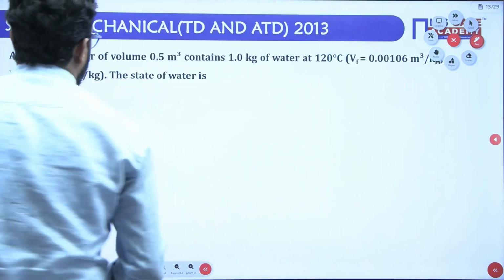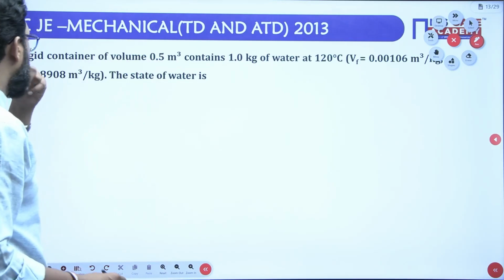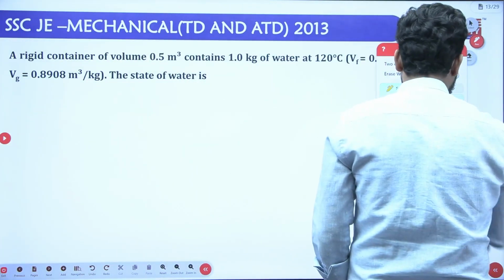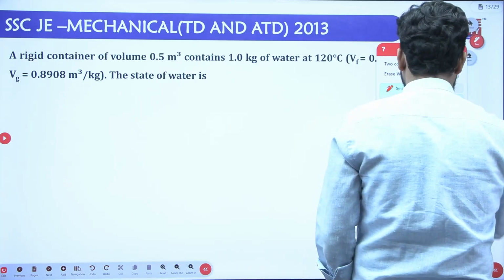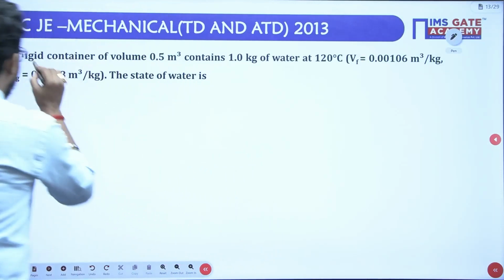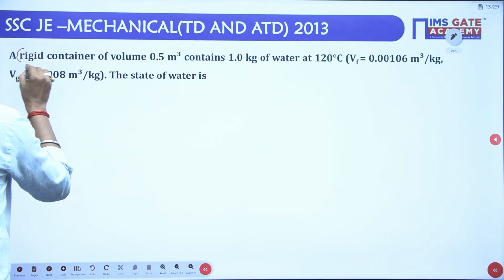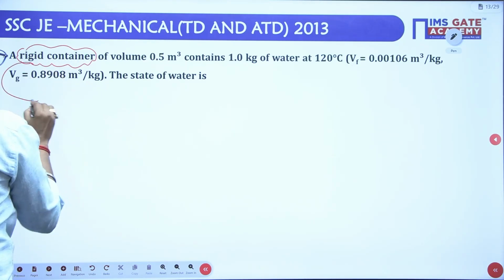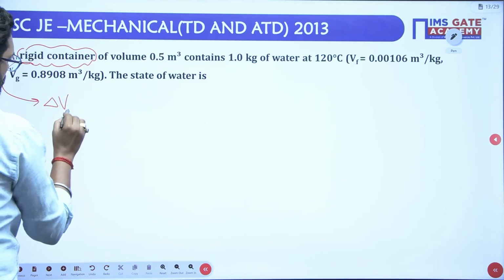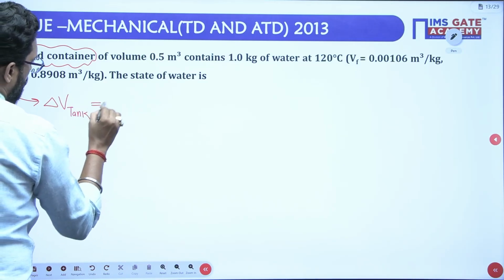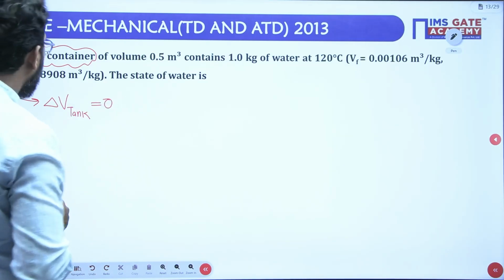of a volume, the container volume, rigid. What is meant by rigid? In thermodynamics, one term we frequently use. What is the meaning of rigid, beta? The meaning of rigid is no change in volume. That means for a rigid container, the change in volume of the tank or container is 0. That is the meaning of rigid container.